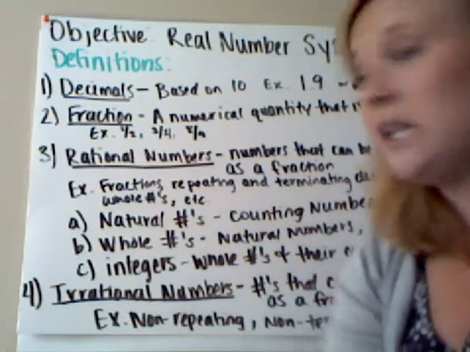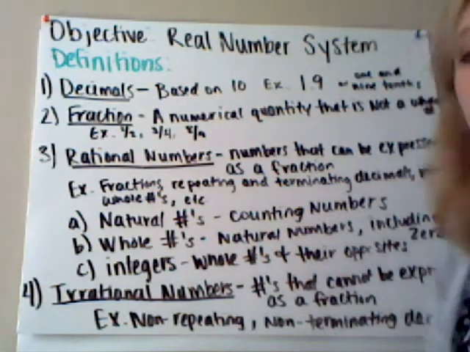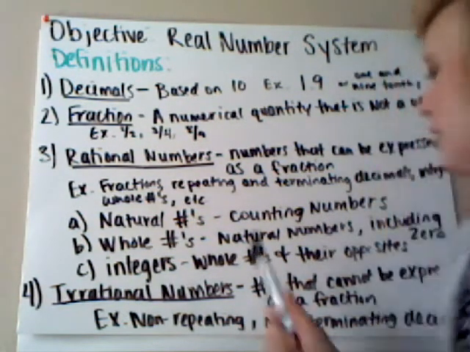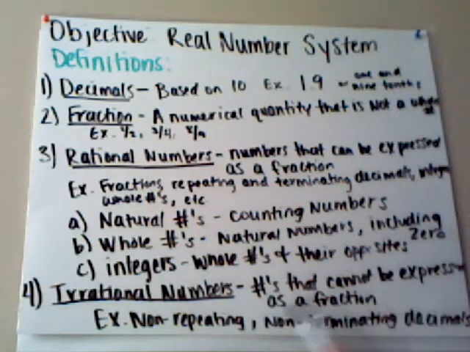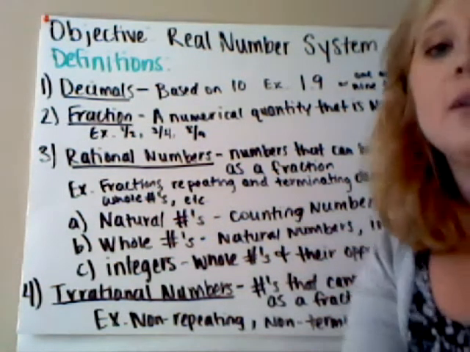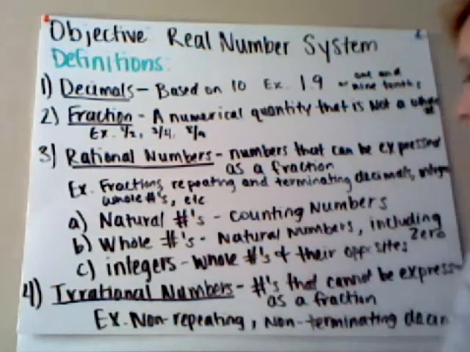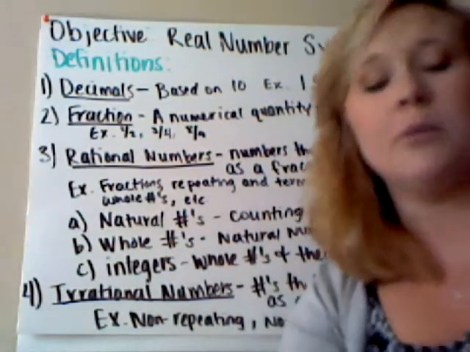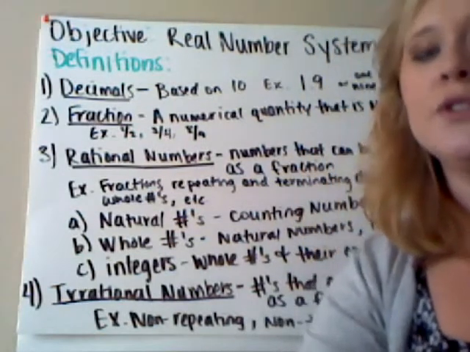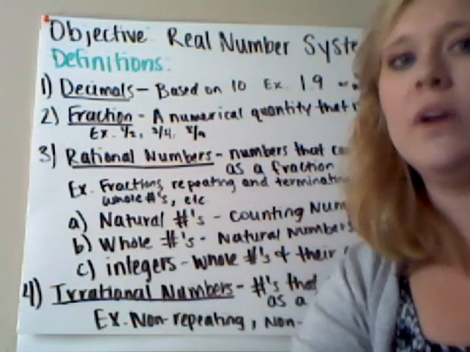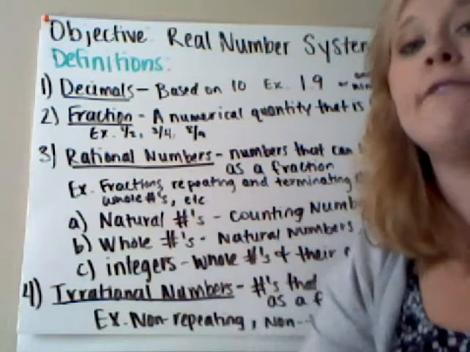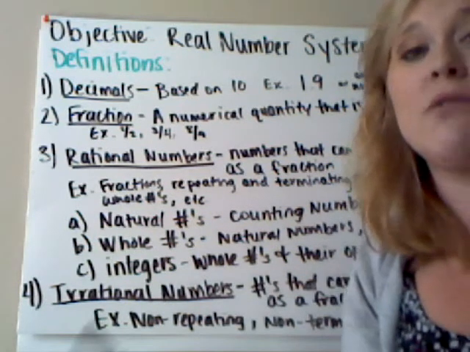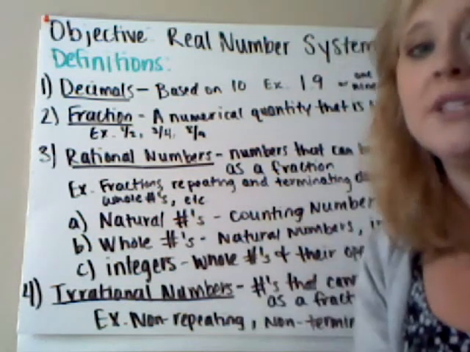And then the next one is irrational numbers. Irrational numbers are numbers that cannot be expressed as a fraction. So some examples are non-repeating numbers and non-terminating decimals. So, for example, pi. Everyone thinks pi is 3.14, right? No, it keeps going and going, and it never terminates. So this is an irrational number. You can't express this as a fraction.